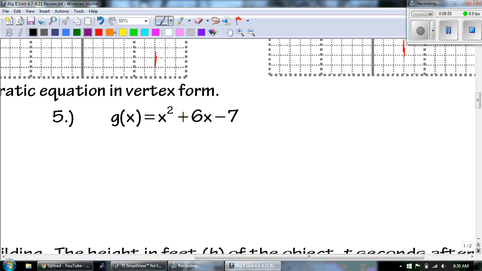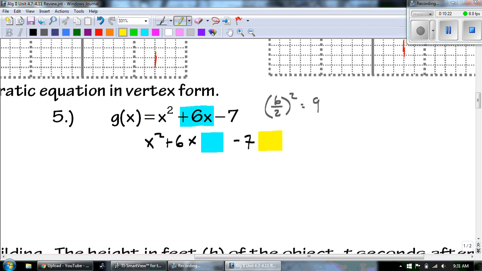Ready for the shortcut? We still need to do the b squared, so 6 divided by 2, squared. 6 divided by 2 is 3, 3 squared is 9. So my setup is still the same. So x squared plus 6x, put in my break, there's my minus, and then I'm going to have my plus. So I have plus 9 minus 9. I still want to know what numbers multiply to get 9 and add to get 6. And that is 3 and 3.